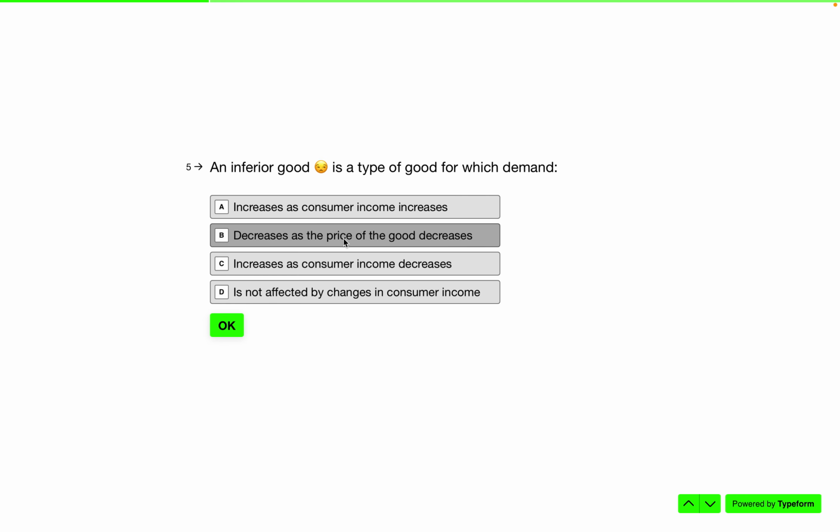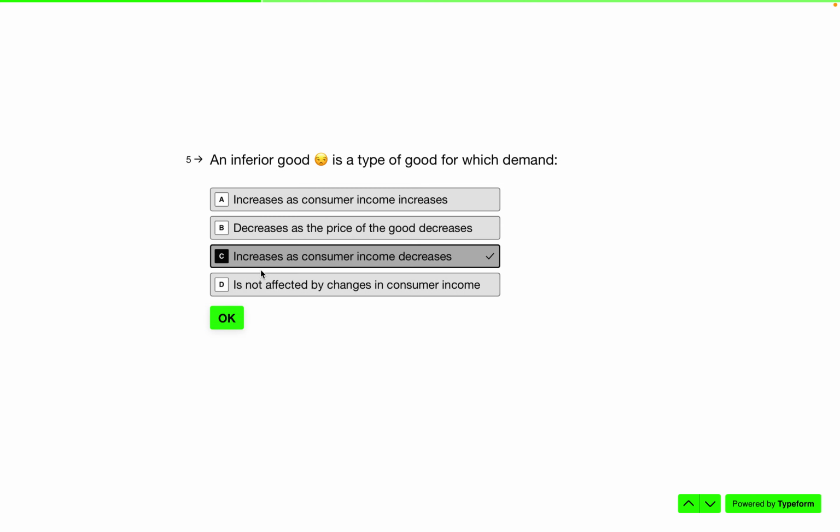No, right? Because income elasticity is the change in quantity over change in income. That's what we use to figure out if a good is inferior. So it's not just the price. We got to look at income. Increases if the demand increases as consumer income is decreased. Yes, right? So as your income goes down, you buy more cup noodles. Is not affected? No, so it's got to be C.